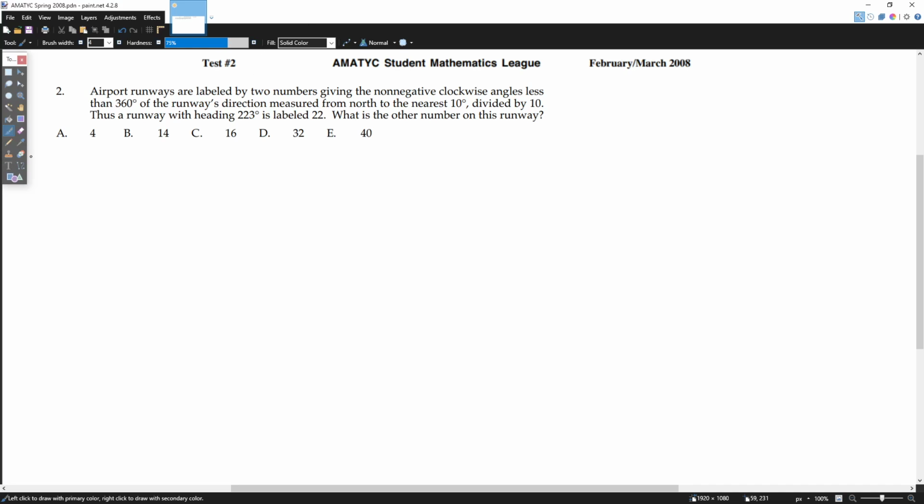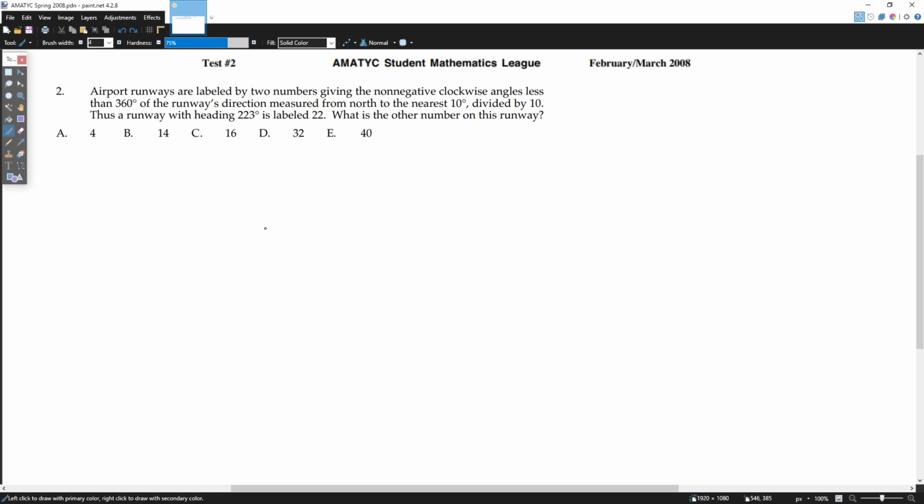Here's a math problem. I'll give you a second to read it. So the first thing I want to point out about this problem that may not be clear is that heading means the same thing as direction. Now, they've given us a lot of instructions here, but they also give us an example. They've got some process that starts with a heading and ends up with a label.